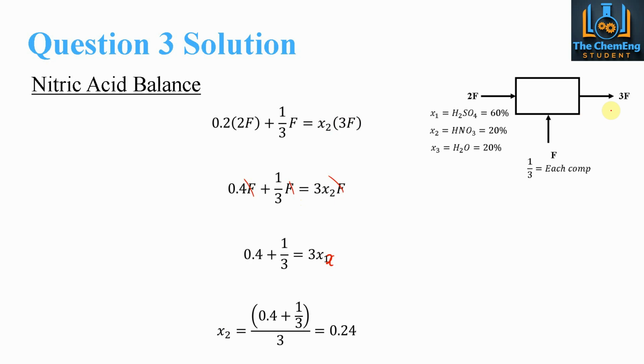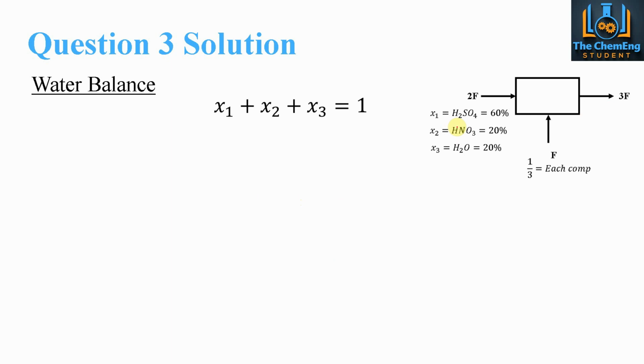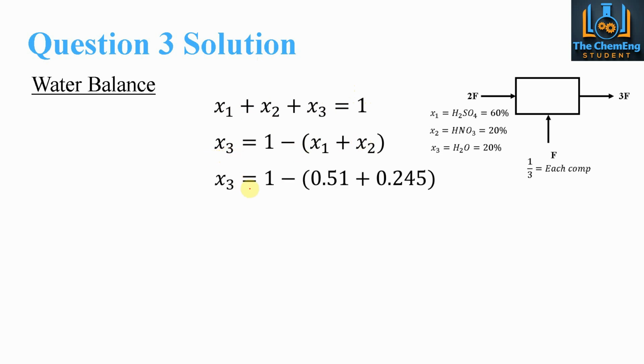Now we could do the same thing for the water balance, but what we now can say is we know the composition of 2 of 3 of the products. So we now can just work out a nice simple equation. We know that each composition must add up to 100%, i.e. 1 in decimal form. So we know x1 and x2, so we can rearrange this in order to find x3. So x3, the composition of the water, is going to be 0.24, i.e. 24% of the product stream is water. And that's how you would go about solving that kind of question there.